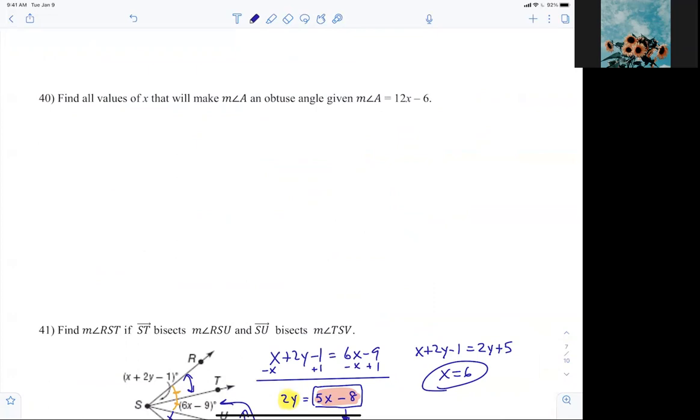So listen, we have to know the definition of obtuse. This is a really good review of algebra. What's the definition of obtuse? Larger than 90, but less than 180. So our angle, 12x minus 6, has to be less than what? 180, but it has to be greater than. Everybody's got to write that out.